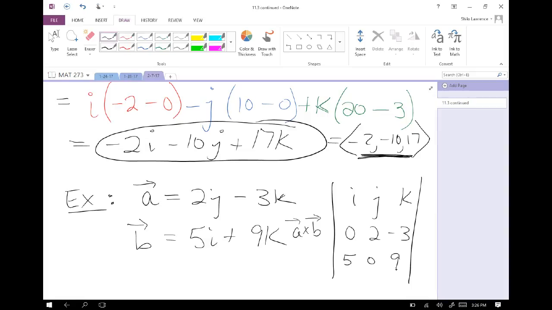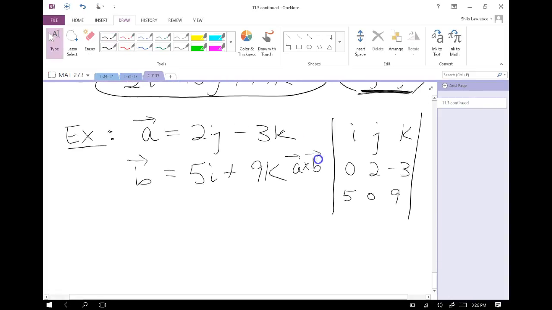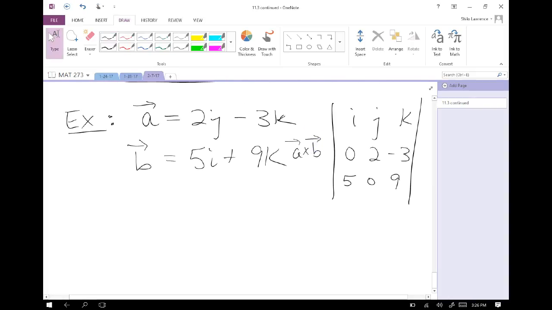So what does the cross product represent? The cross product represents the area of the parallelogram that's created between A and B. So here's vector A. Here's vector B. Remember how we did the parallelogram method? If we take the magnitude of the cross product, it's the area of that parallelogram.